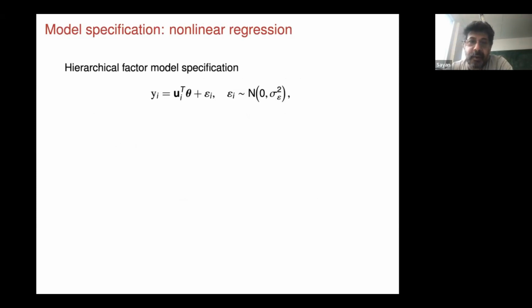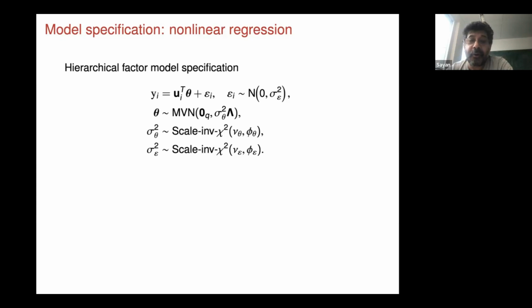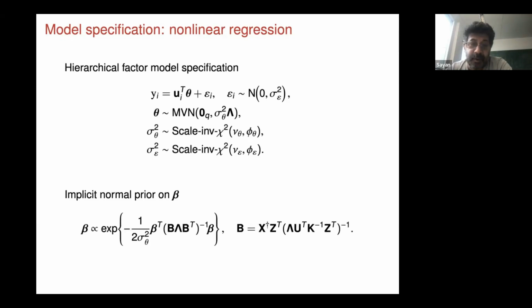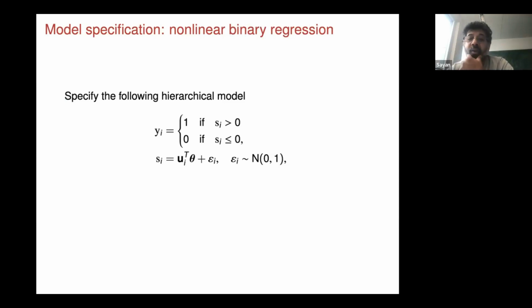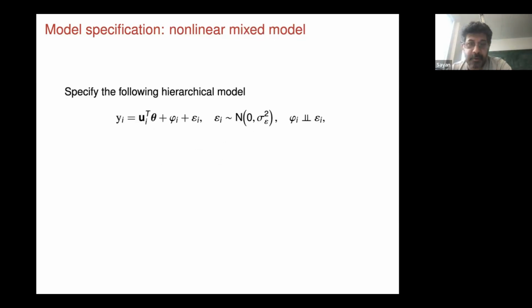So we can state a hierarchical factor representation where you have these thetas and you have these y's, and U's are your random expansion. You model your prior on theta as a multivariate normal. Your model for the variance is chi-square. Your model for the epsilons are also chi-square. And this implicitly puts a normal prior on the betas. We can also do this for 0, 1: y is 1 if s_i is greater than 0, and y is 0 if s_i is less than or equal to 0. So you can basically add an extra level and use this for categorical data.